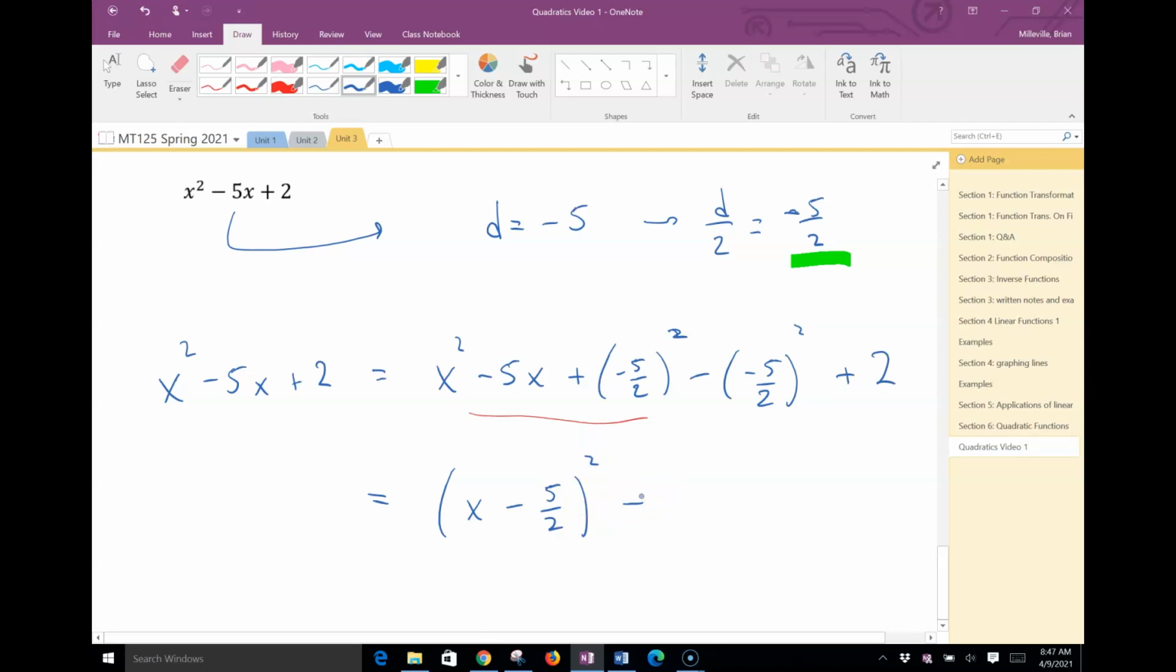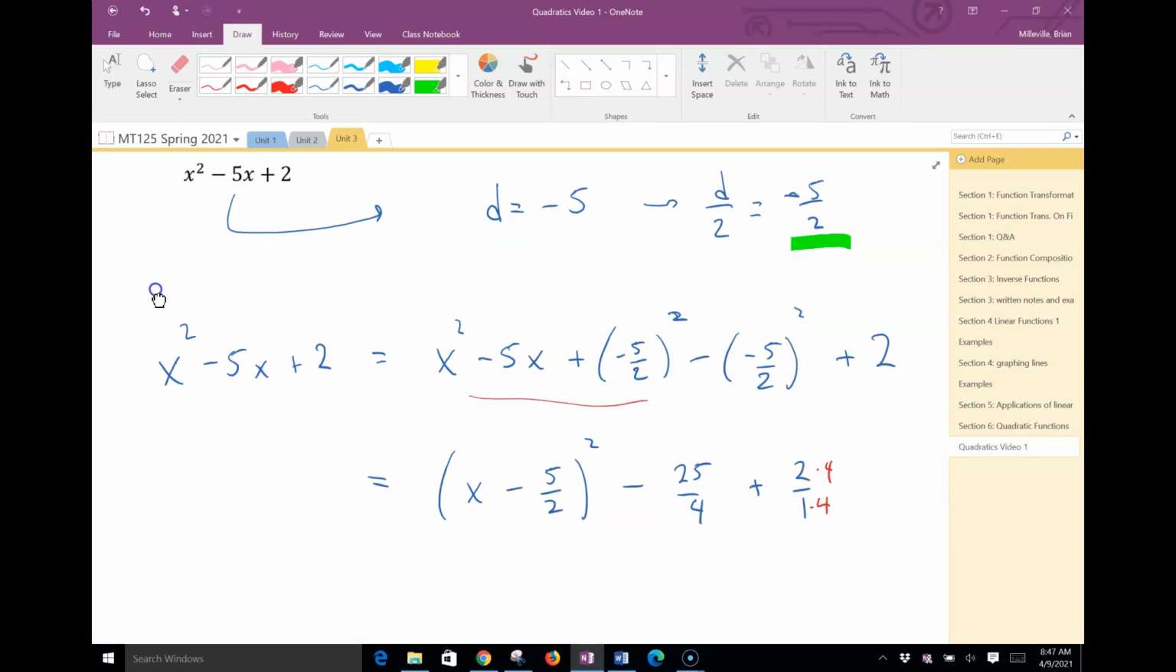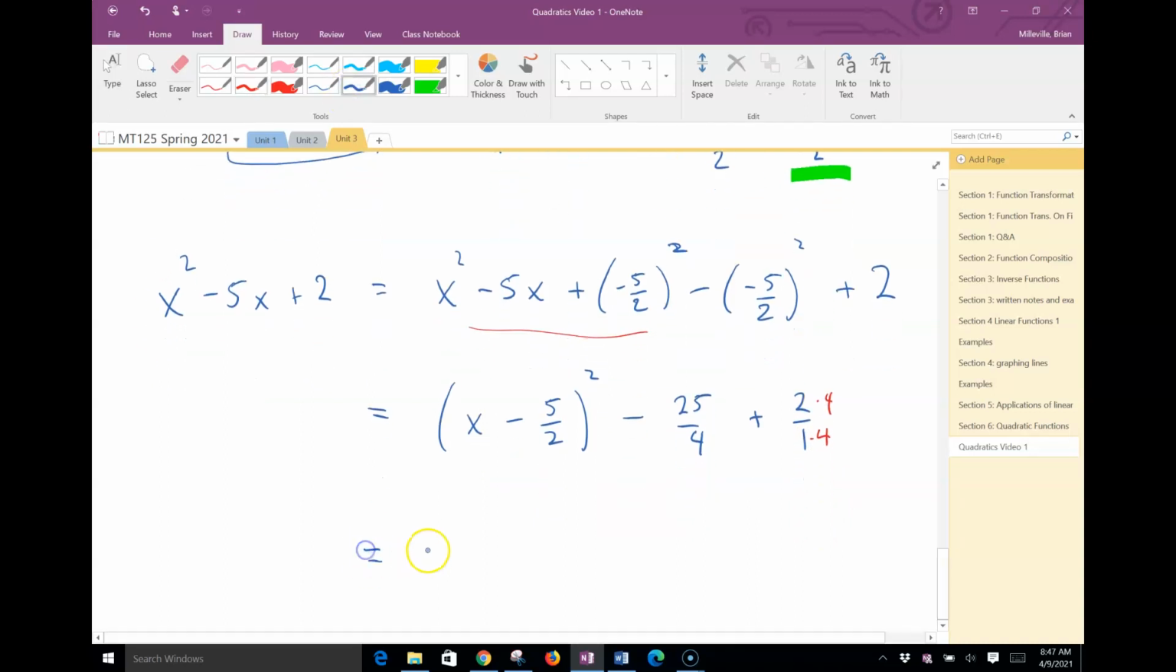When we square the fraction negative 5 over 2, it comes out positive. We square the numerator and the denominator, we get 25 over 4. Plus 2, which let's think a step ahead here and write that as 2 over 1 to then find the common denominator, which is 4. So we're going to multiply the bottom and the top by 4.